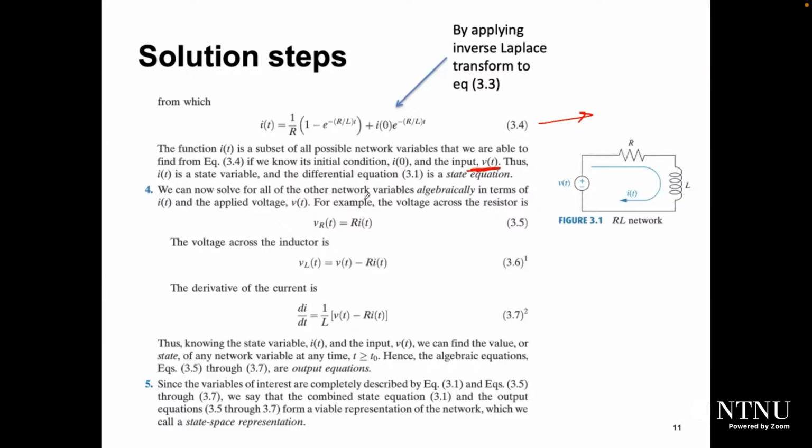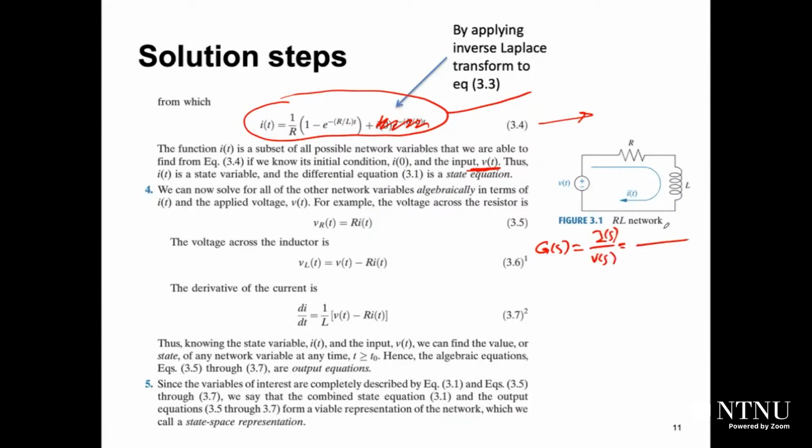We can now solve for all other network variables algebraically in terms of I of t and the applied voltage if you want to get other things. But first, I need to show you how we can get this solution. Just forget about this one because we are assuming zero initial condition. So we have the transfer function, which is G of s equals I of s divided by V of s, which equals 1 divided by L, divided by s plus R divided by L, right?